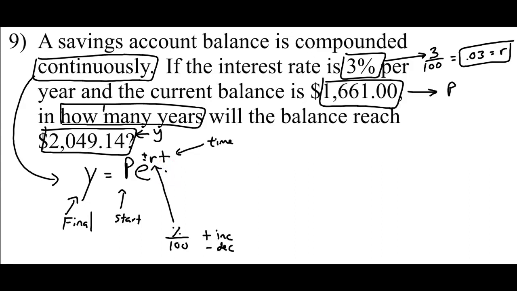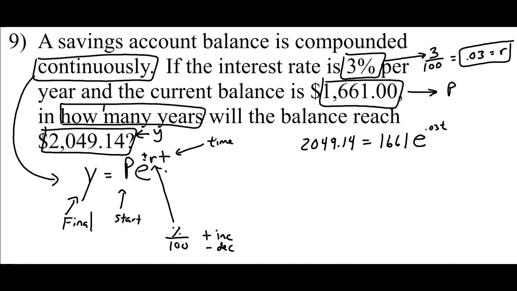Okay? So here we go. We have 2049.14 is the y value. The p value is 1661. Then we have an e. And then we have our r value. And then we have our t value right next to that. So we have an account where we put this much money in it. We want to know how long it will take to reach this much if it's being compounded continuously at 3%. So let's find the answer.